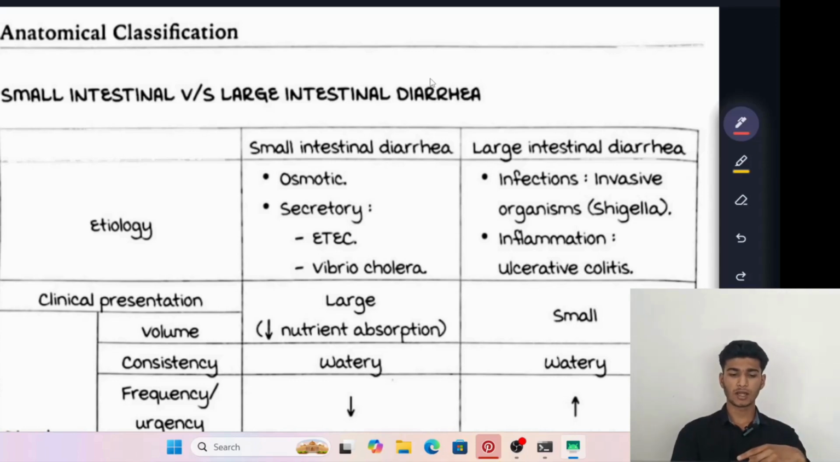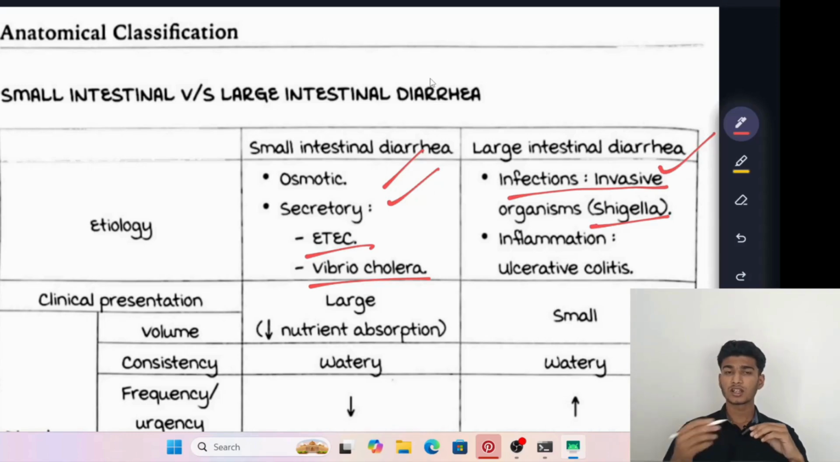In the small intestine, there might be osmotic diarrhea, there might be secretory diarrhea. In secretory diarrhea, enterotoxigenic E. coli and Vibrio cholerae are the organisms causing small intestinal secretory diarrhea. Then in large intestinal diarrhea, there are invasive organisms such as Shigella. Practically, if there is invasion, there will be a loss of blood and pus, so naturally you will find blood and pus inside your stool. It may be due to inflammation, ulcerative colitis, and perforation inside the large intestine due to these organisms.